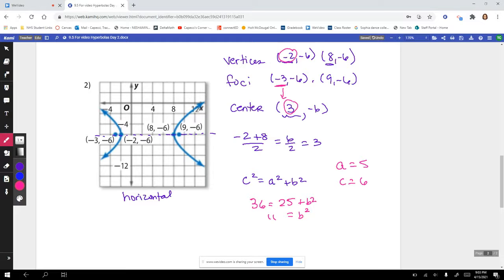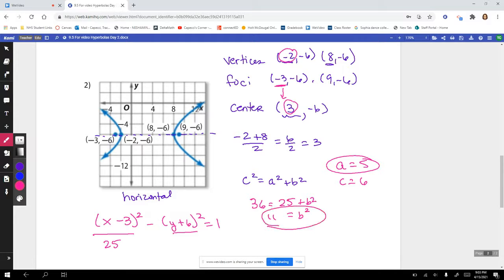Now my center is not at 0. Again, it's horizontal, so I know my x needs to go first. So I have (x minus 3) quantity squared minus (y plus 6) quantity squared. That equals 1. My a value is 5, so I'm going to square that, which gives me 25. And I already found out that my b squared value is 11. So there's my final equation right there.